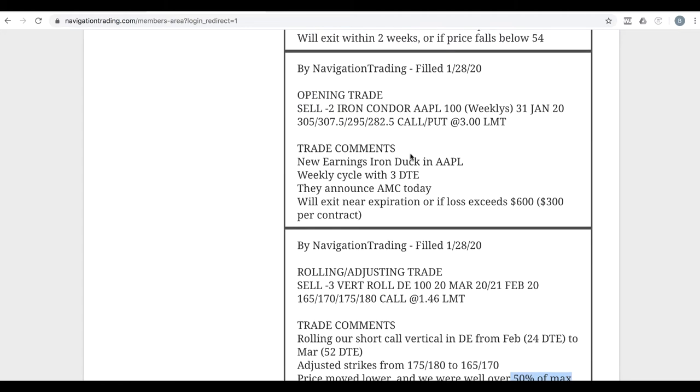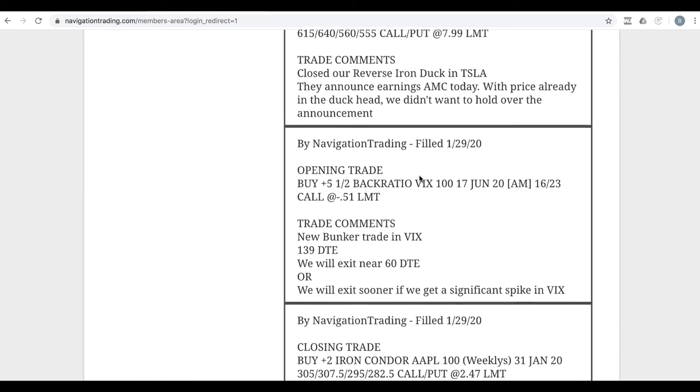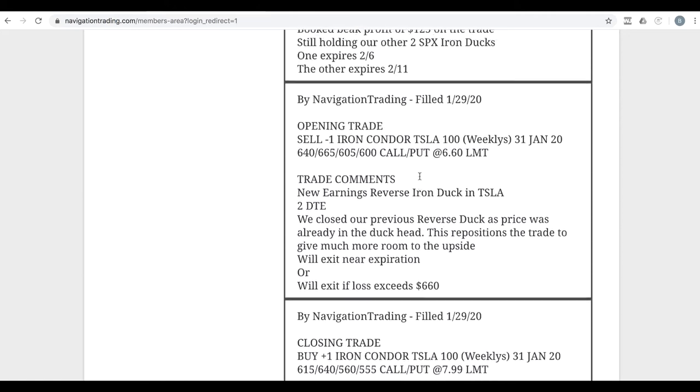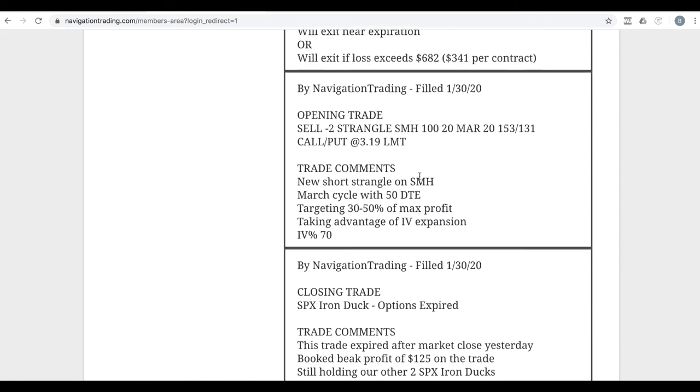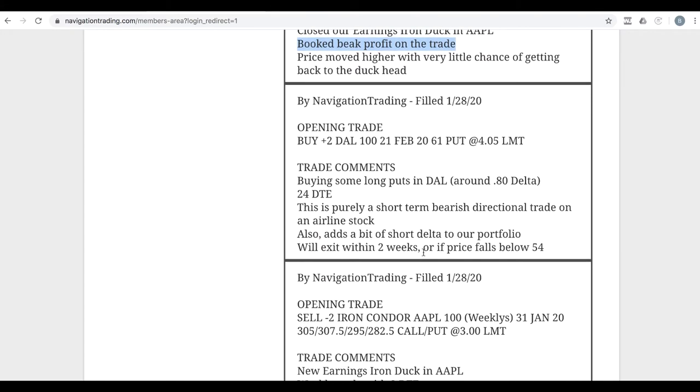Next trade, opening trade in Apple. So we put on an earnings iron duck in Apple. At that point, I had 3 days to expiration. And I'm going to go ahead and jump ahead to that closing trade just to tie that one together. So right here, the very next day, on the 29th, we closed that out and booked a big profit on that quick earnings trade.